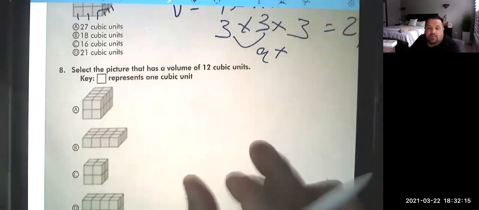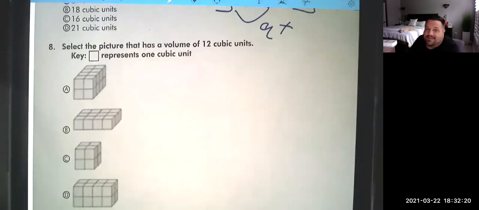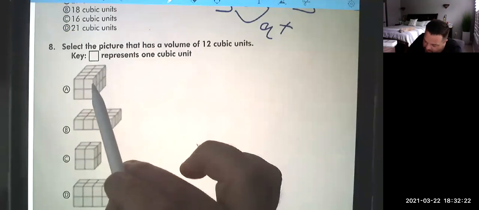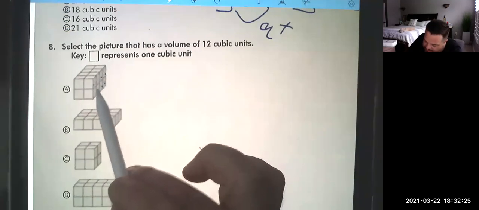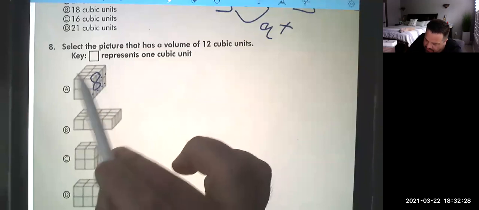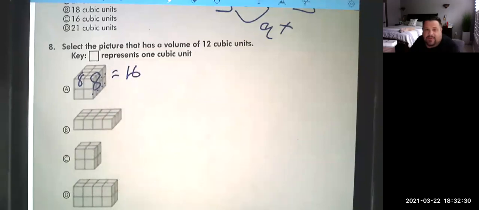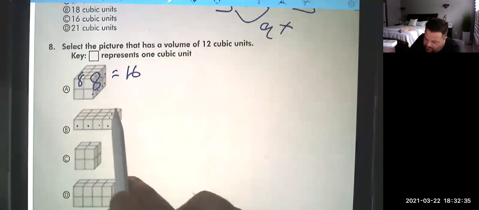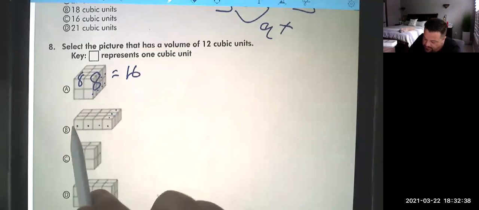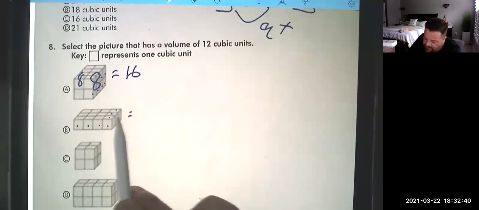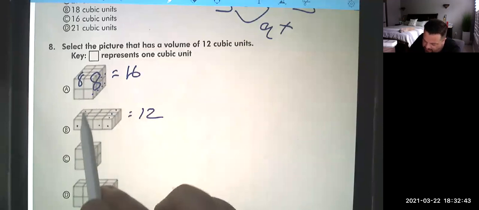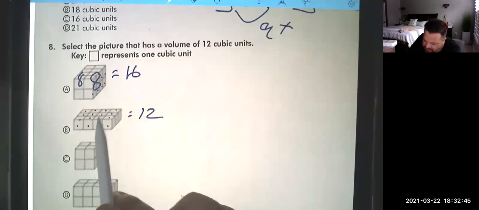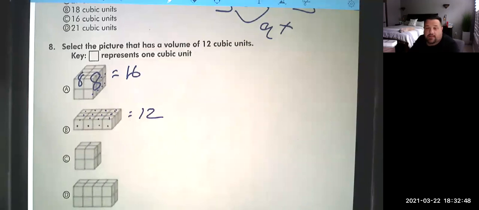All right, number 8 says select the picture that has a volume of 12 cubes. Now, if they give you the pictures, you could do the math, but I just feel like it's easier to count the cubes. So if I've got 1, 2, 3, 4, 5, 6, 7, 8 cubes on this side, and then 8 more on this side, that's 16 total. That's not it. I got 1, 2, 3, 4, and 1, 2, 3. So that is 4 times 3. That would equal 12. Hold on, let me double check myself. 1, 2, 3, 4, 5, 6, 7, 8, 9, 10, 11, 12. Yeah, 12.